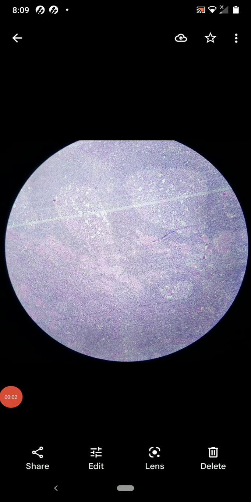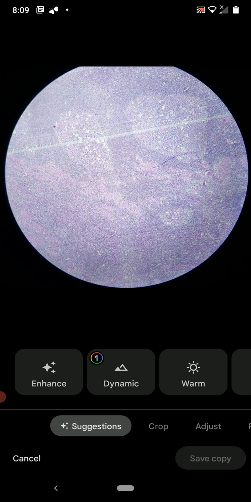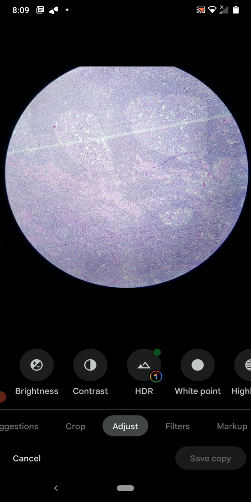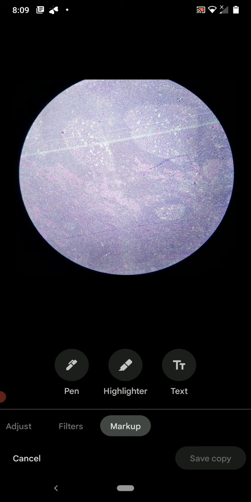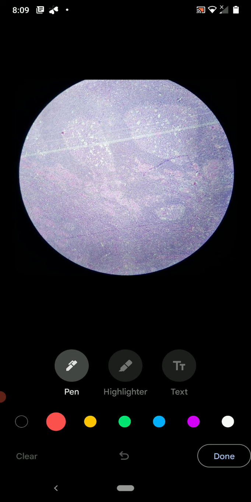Today's case is a posterior cervical lymph node biopsy. At this power, we can appreciate many reactive follicles. These reactive follicles are composed of outer darker naive B cells and central pale area of germinal center.